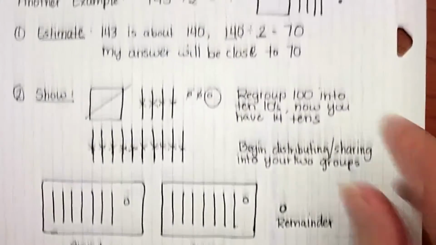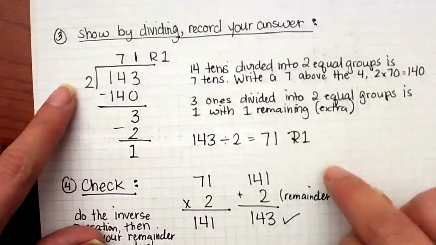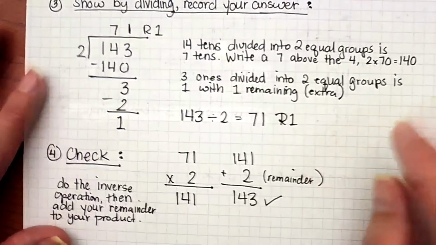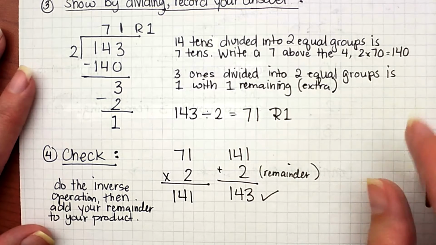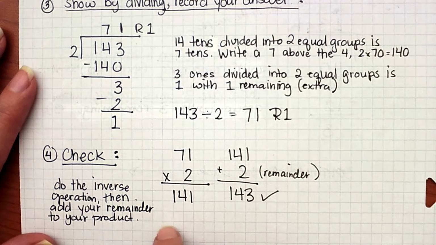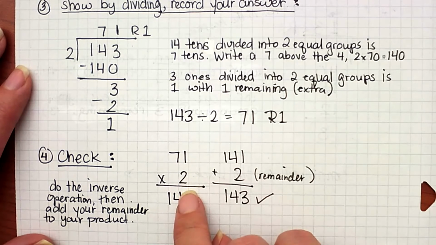Now this was, remember, very close to our estimate. Our estimate was 70. Our answer was 71, remainder 1. Now how do we go back and check? Well, we have to do the inverse operation, and then we add the remainders in. So the inverse or opposite of division is multiplication. So I have to do 71 times 2.